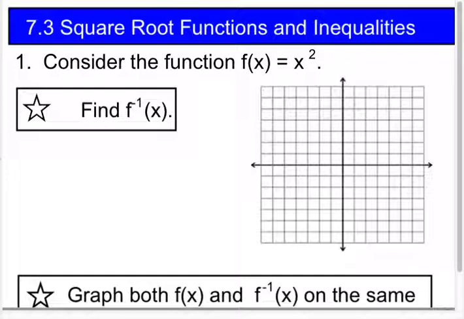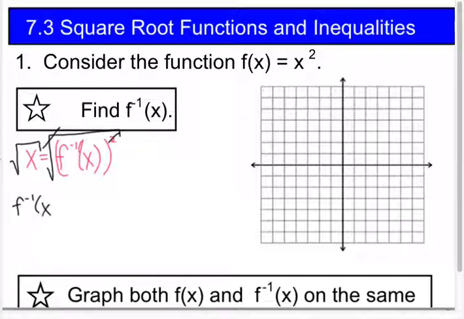Okay, so let's just start out, let's find the inverse. Remember, to find the inverse, we switch the x and the y values, and we write f of x, and it's all of this squared. And I would think, well, how do I get rid of a square? Well, I would take the square root on both sides, so those will cancel. So f inverse of x is equal to the square root of x. Okay, so that is our inverse. So now I want to graph both functions.